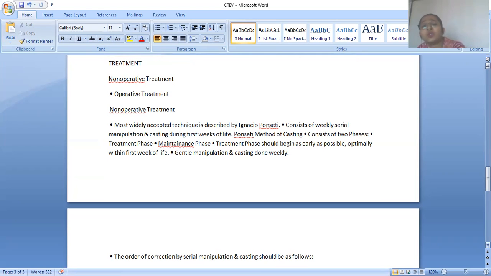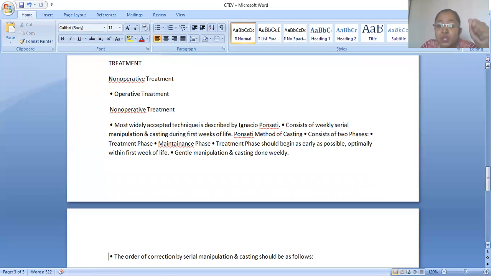So the most widely accepted technique is Ponseti treatment. The Ponseti conservative method consists of weekly serial manipulation and casting, starting during the first week of life. If CTEV has been detected at the time of birth, then it is much easier to do this whole procedure. The Ponseti method of casting consists of two phases.